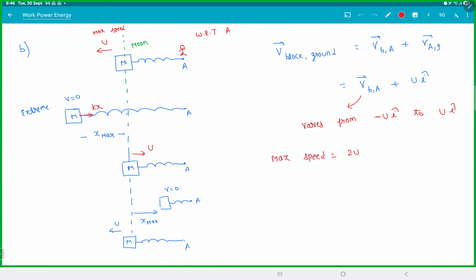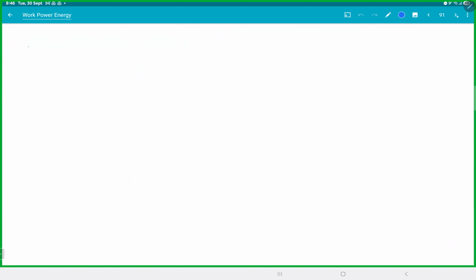How do you find the work done? We know the work done when the spring is maximum elongated. That is when you want to find the work done. When the spring is maximum elongated, look at the scenario.